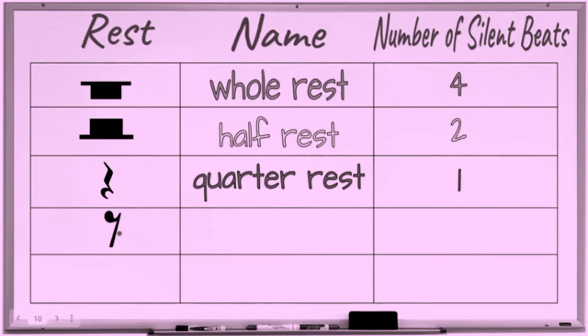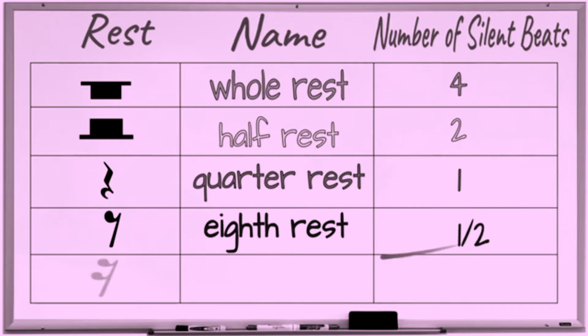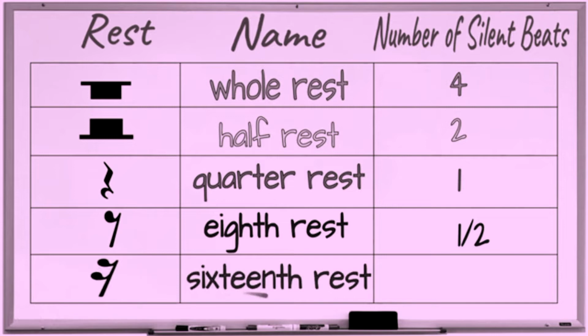For this one, it looks like the number 7. This is the flag, one flag or one beam. It's called an eighth rest, and it has 1/2 silent beat. For this one, it has 2 flags already. It's called a 16th rest, and it has 1/4 silent beat.